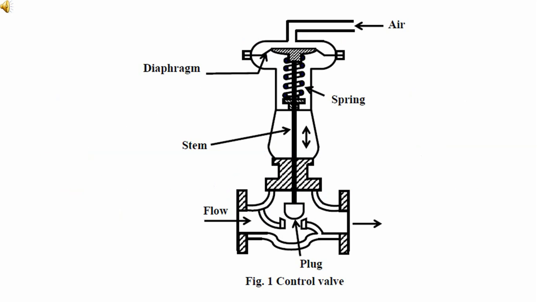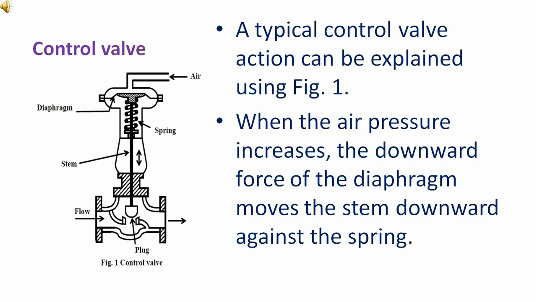Figure 1 shows a control valve. It is a pneumatically operated control valve. A typical control valve action can be explained using figure 1. When the air pressure increases, the downward force of the diaphragm moves the stem downward against the spring.